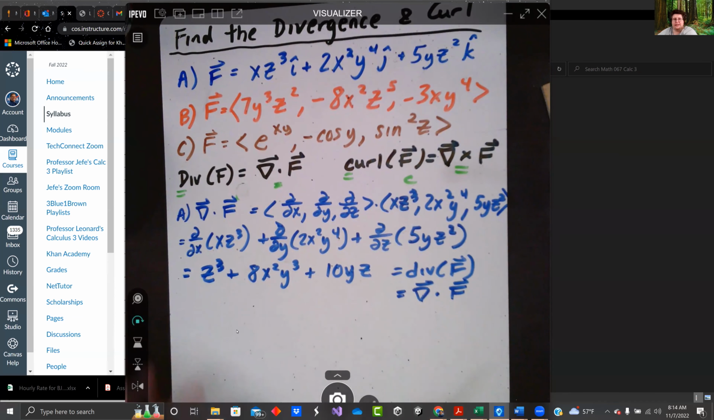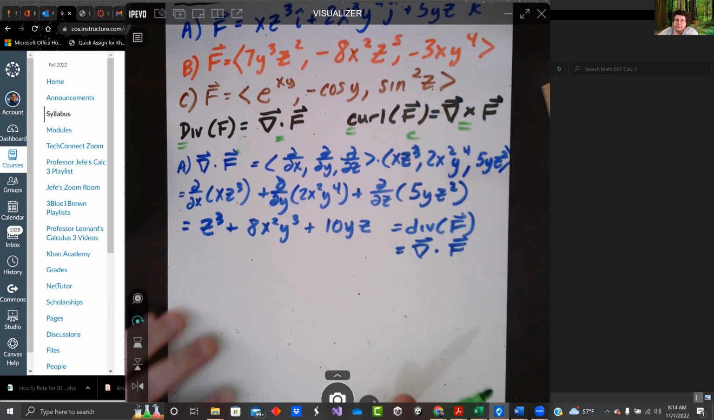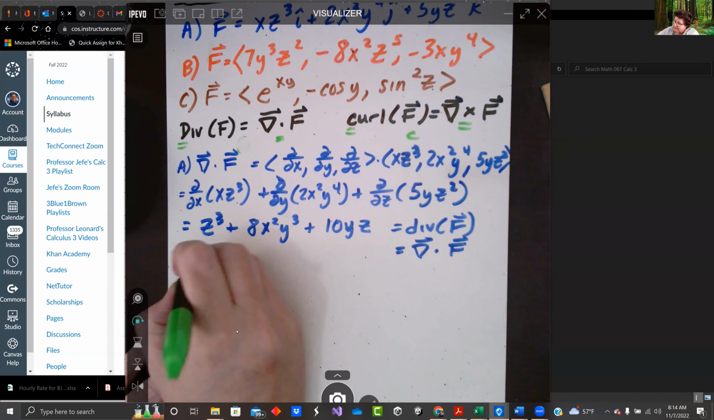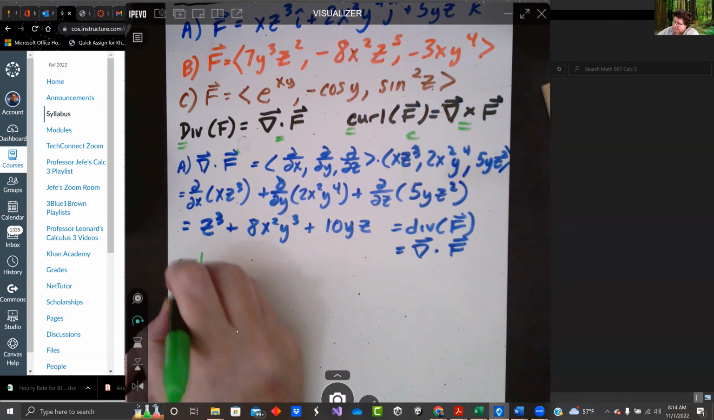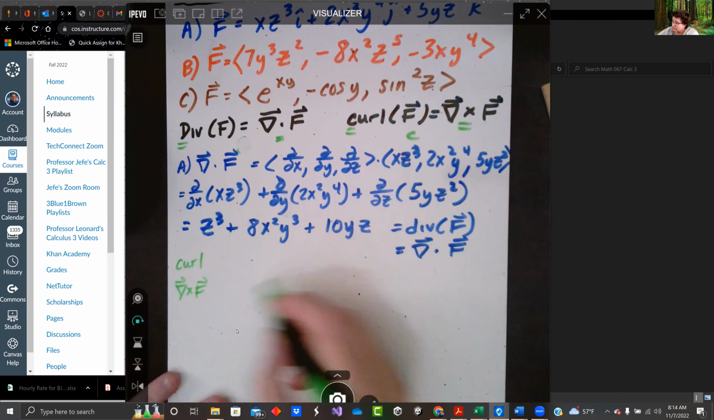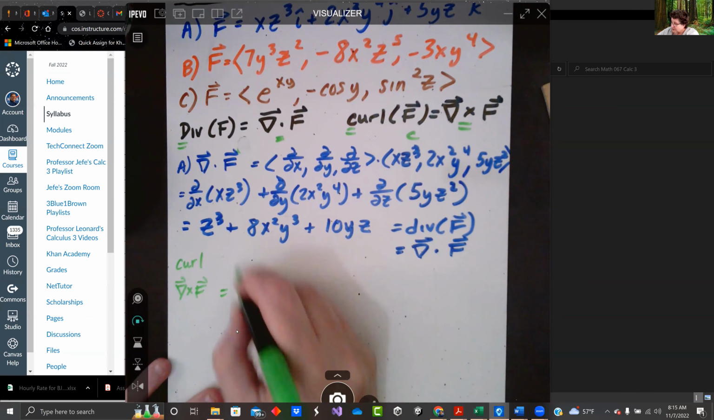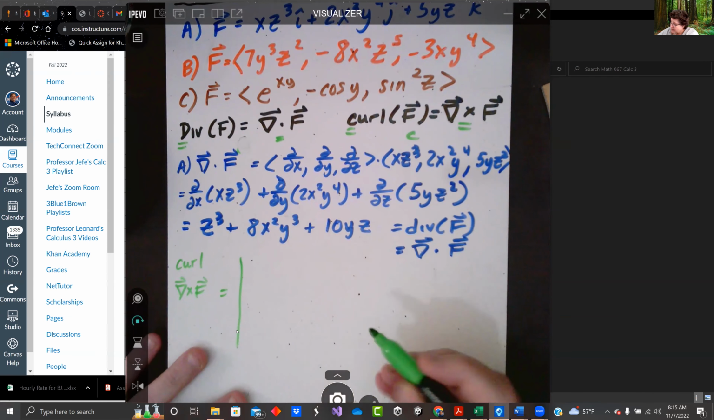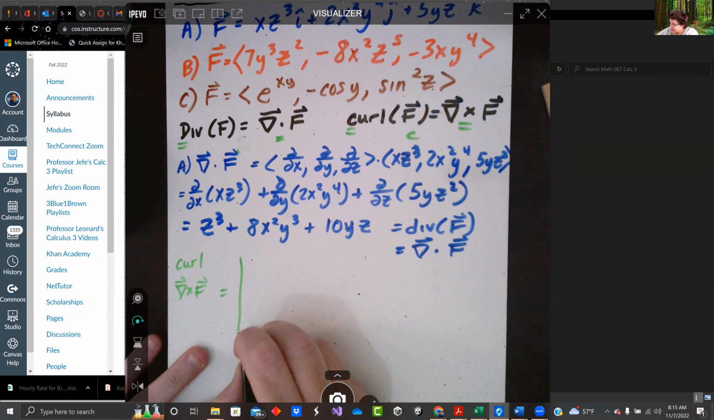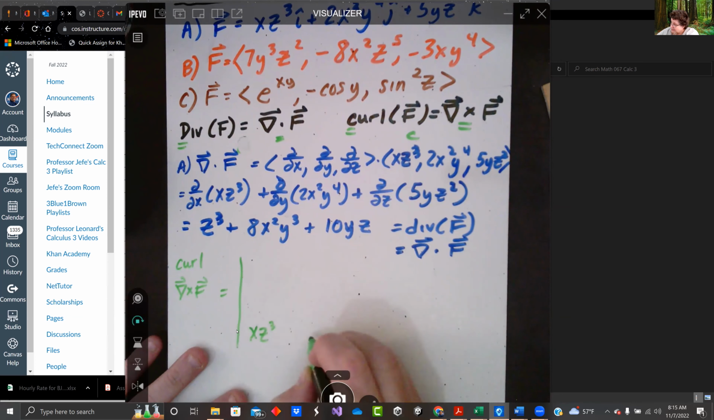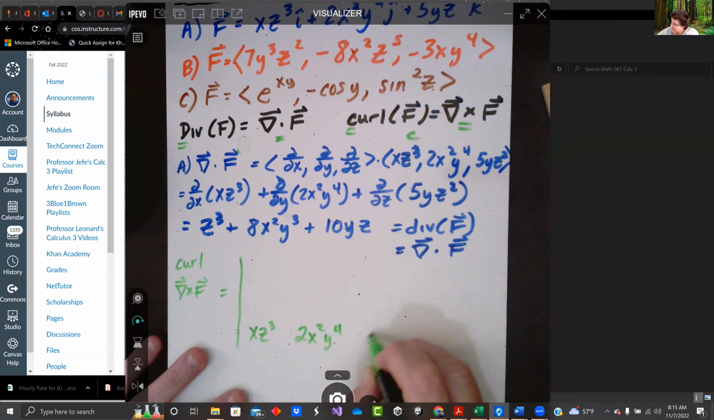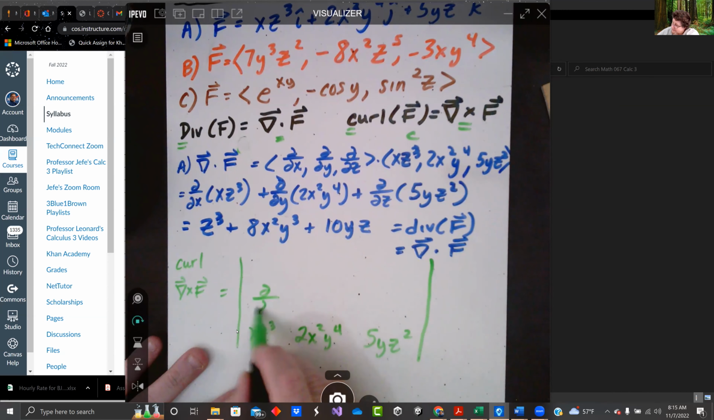All right, let's take a look at the curl of F. Curl of F is the cross product of the del operator and F. So I think it might be easier to write out F first along the bottom. I've got xz cubed, 2x squared y to the 4th, and 5yz squared. Now I'll put in my other stuff.